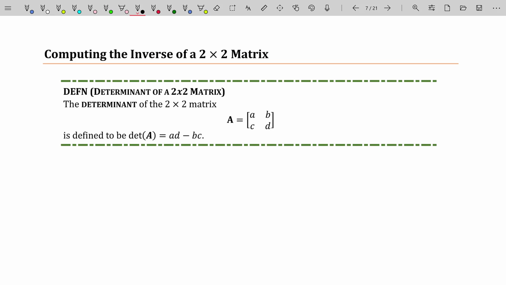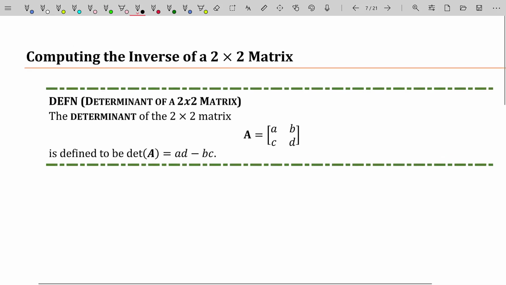By the way, this video can also be watched by those who are in pre-calculus if your pre-calculus class requires matrices, which is a common prerequisite, honestly. Anyhow, computing the inverse of a 2x2 matrix.